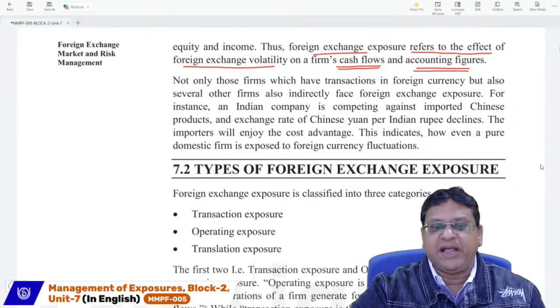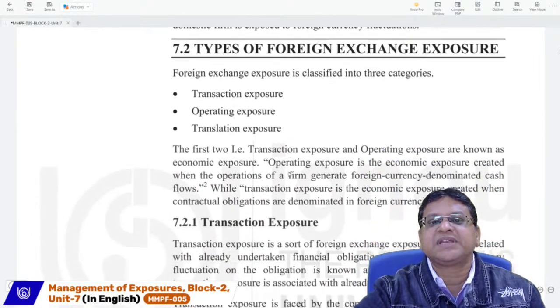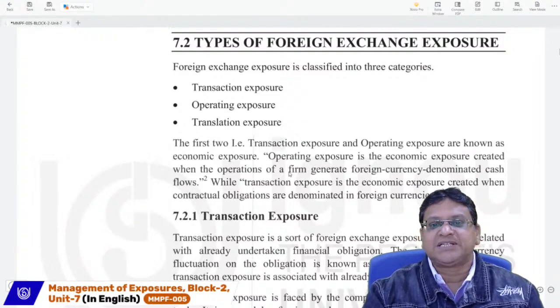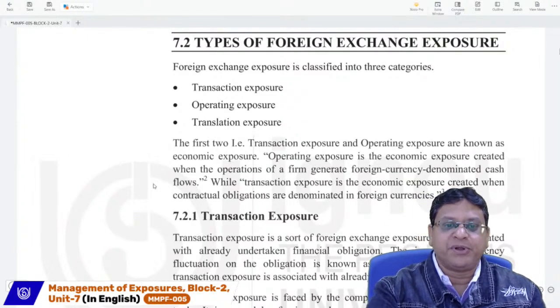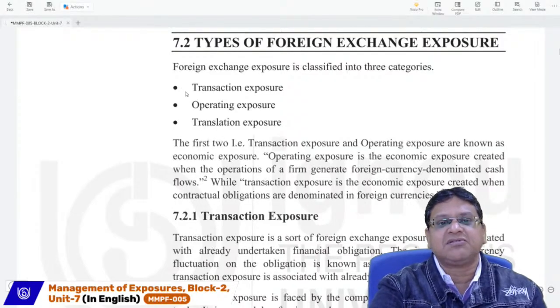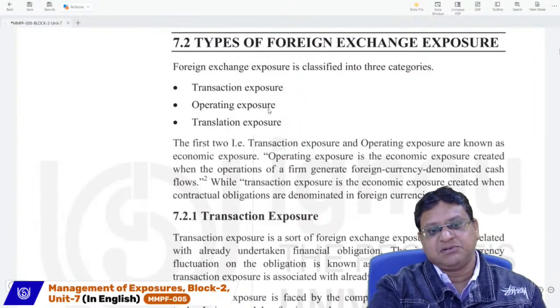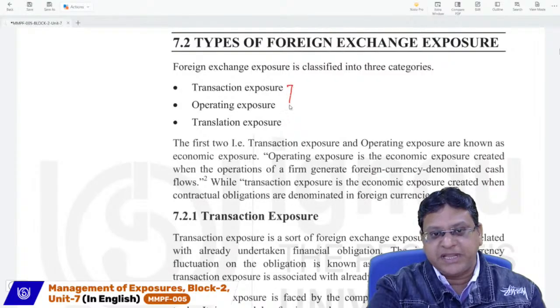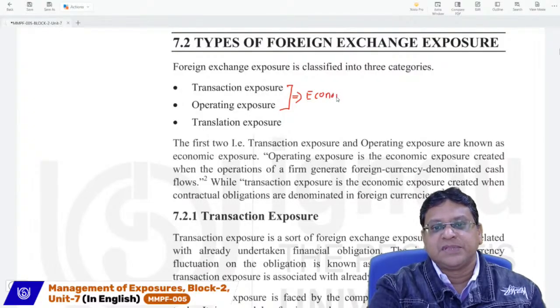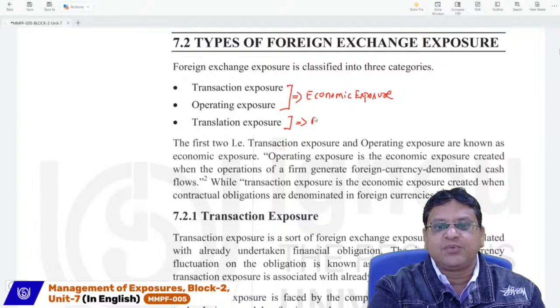Normally, we can classify the forex exposure into three parts. What are the three parts? One is transaction exposure, another is operating exposure, another is translation exposure. Three important exposures: transaction, operating, and translation. Transaction exposure and operating exposure combinedly are known as economic exposure. And translation exposure is known as accounting exposure. So this is economic exposure and this is accounting exposure.